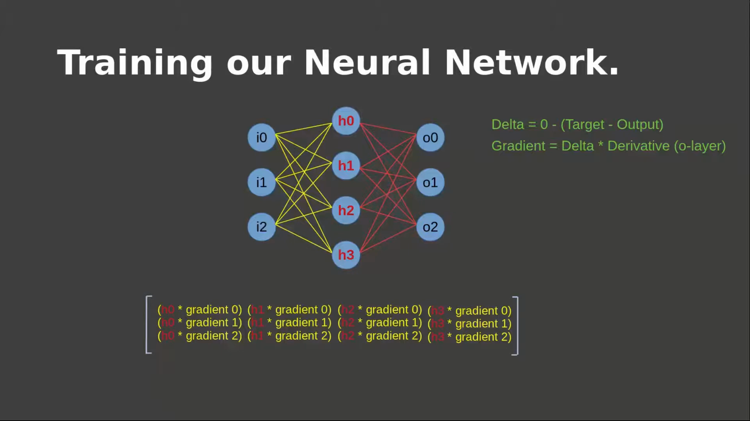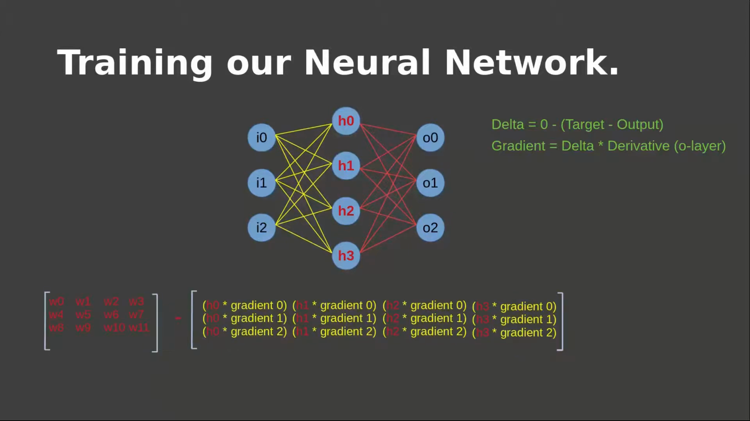So this gives us a matrix which contains the amounts which we must adjust our weights by, and that adjustment is a simple subtraction. We just subtract each of those calculated values in this adjustment matrix from the weight matrix that provides those connections. But we're not going to do that subtraction just yet.